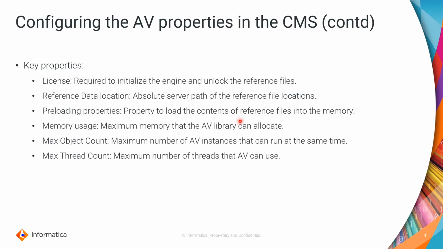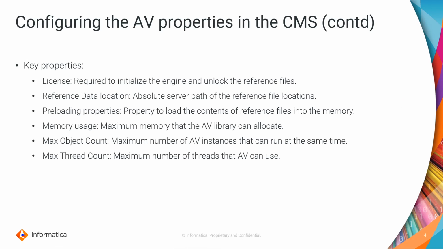In this slide, we will talk about the key properties that we need to configure to run the AV transformation successfully. The first one is the license. The license is required to help initialize the engine and also unlock the reference file. Without a valid license, we would not be able to initialize the AV engine. And even if we have a valid license and the AV engine is initialized, the reference file will only open if we have the license for country specific files.